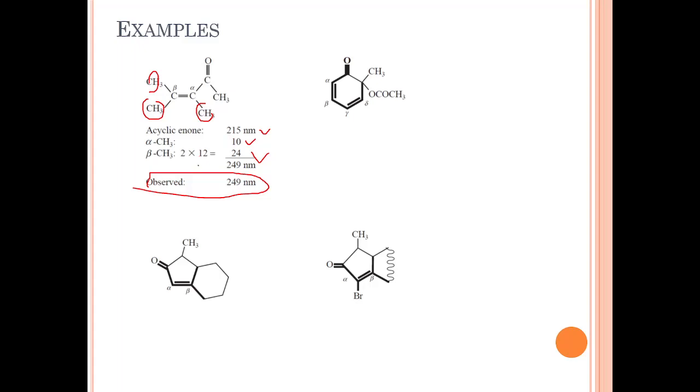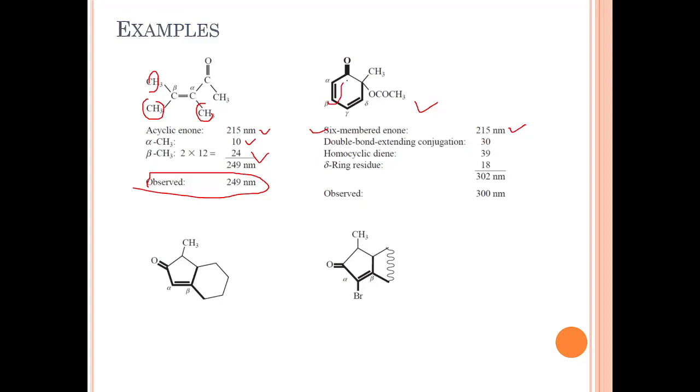So Woodward and Fieser have extensively studied, and they have fixed these values. Okay. Now this is a very interesting example. We have alpha, beta, gamma, and delta carbons. So 6-membered enone means basic value 215. Then the extended double bond. Remember friends, this is an enone system, and this gamma and delta double bond is an extended double bond, accounting for 30. Now these two double bonds are in the same ring, so we call it a homocyclic diene, and we add 39 to the formula.